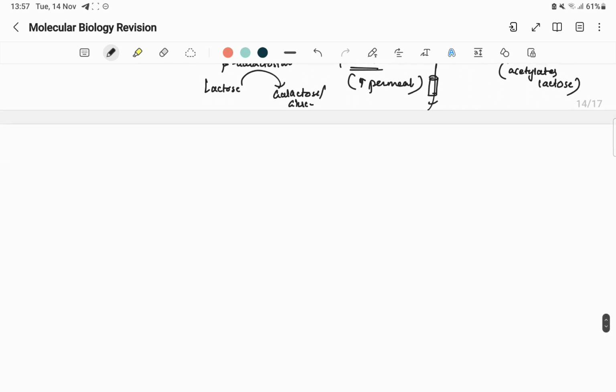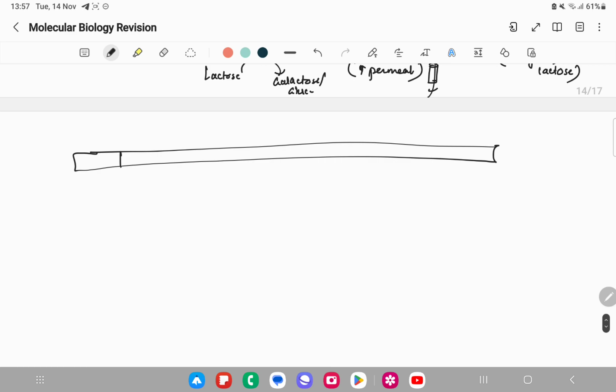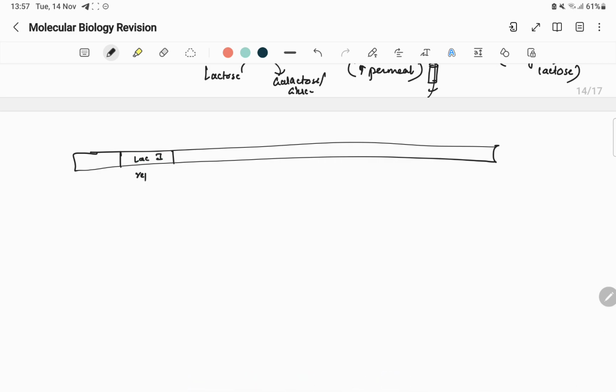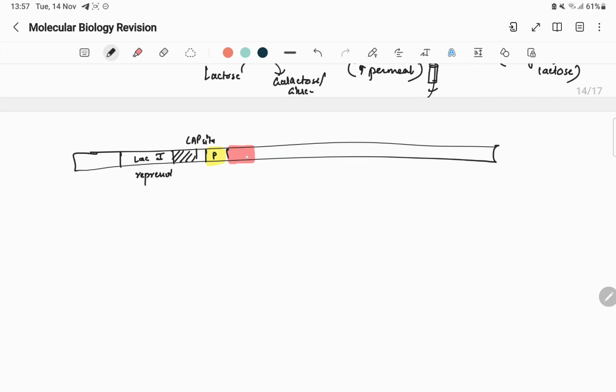Let's draw the linear array of genes present over here. This is your lac I gene, which is called the repressor gene. This is a CAP site. This is the promoter region. Then there is an operator region here, the O region. Then your lac Z, your lac Y, and your lac A are present. Understood?